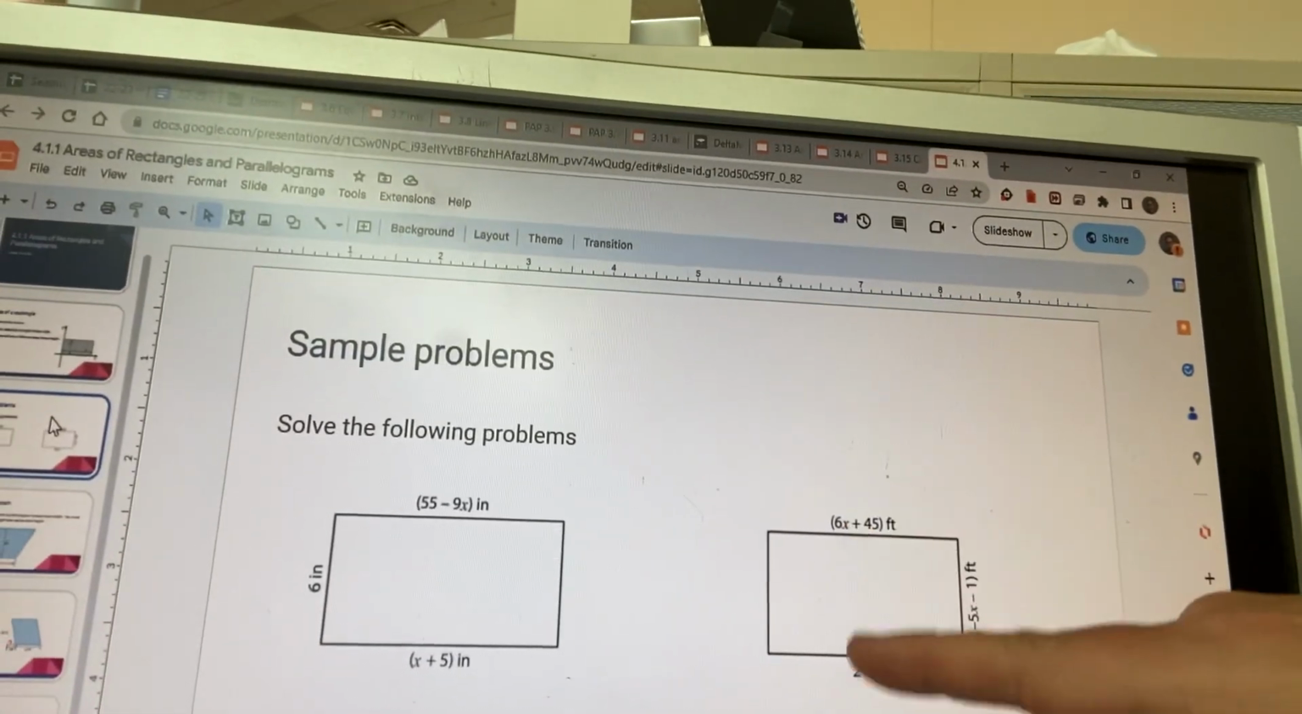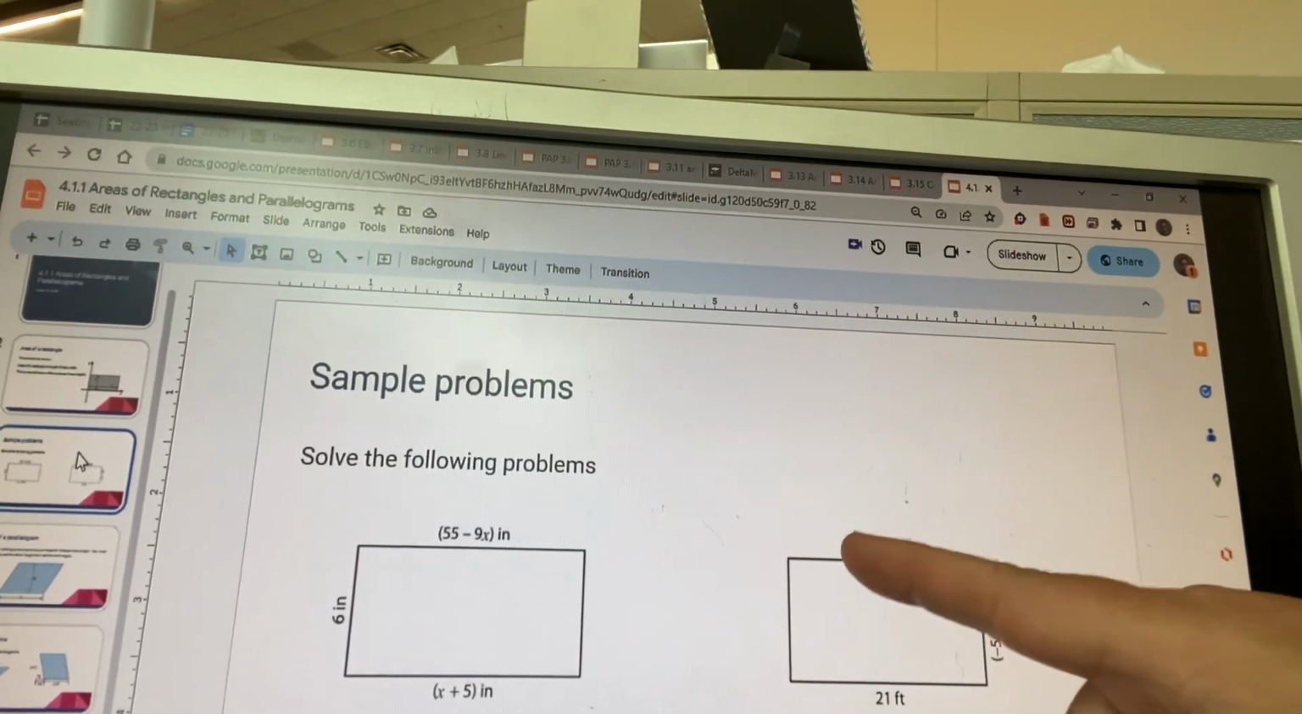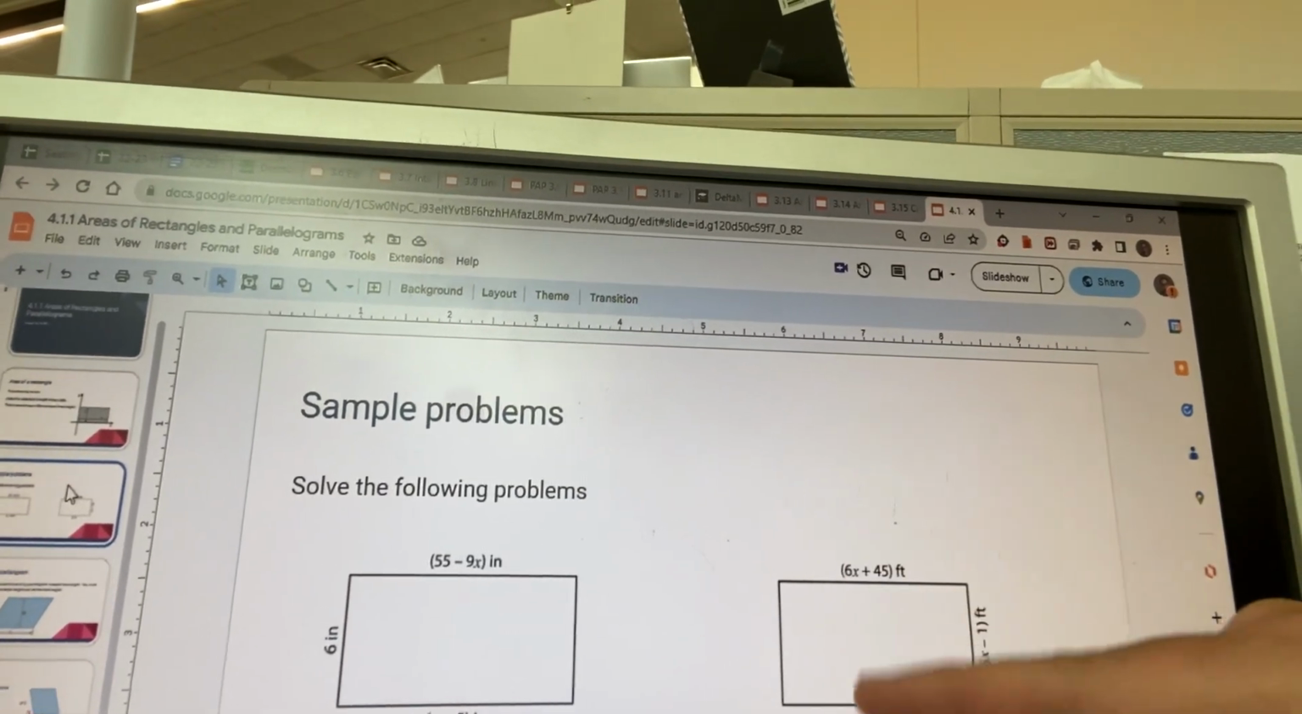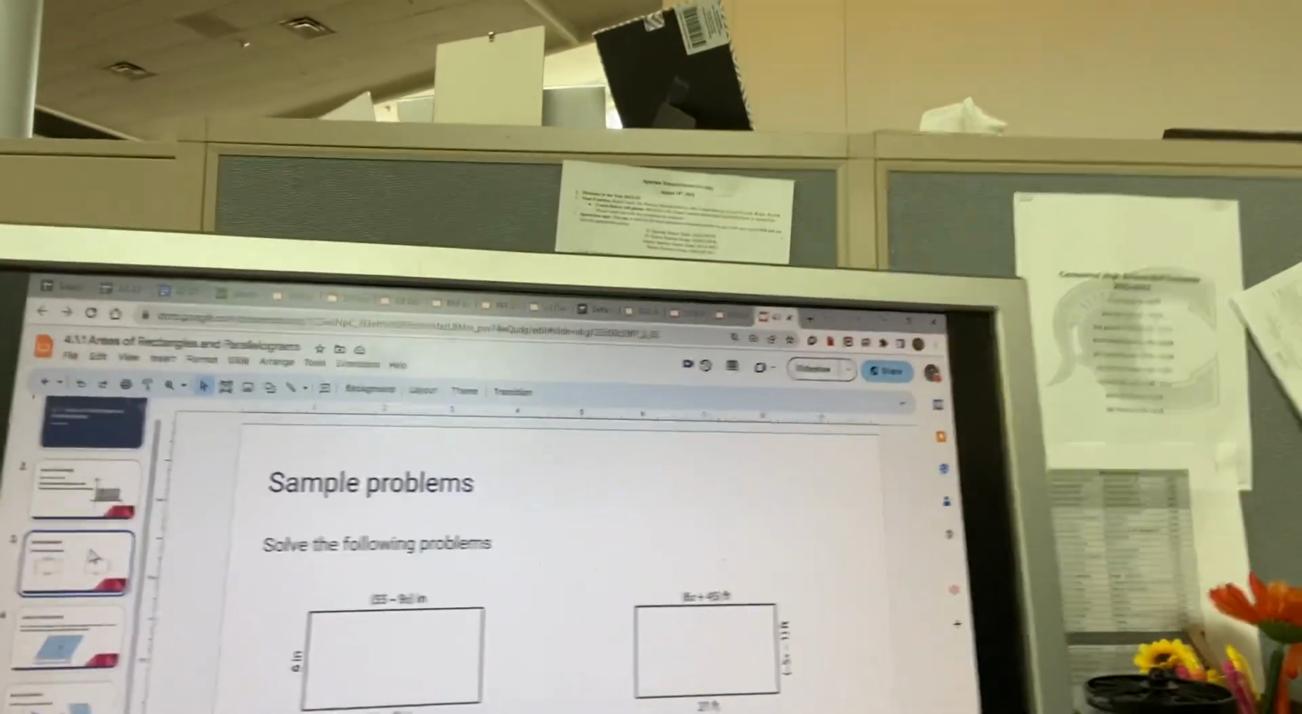On this one, it's 6x plus 45 equals 21. I subtracted the 45 to get negative 24. So if 6x equals negative 24, x is negative 4. And I put that negative 4 in over here to work that out.